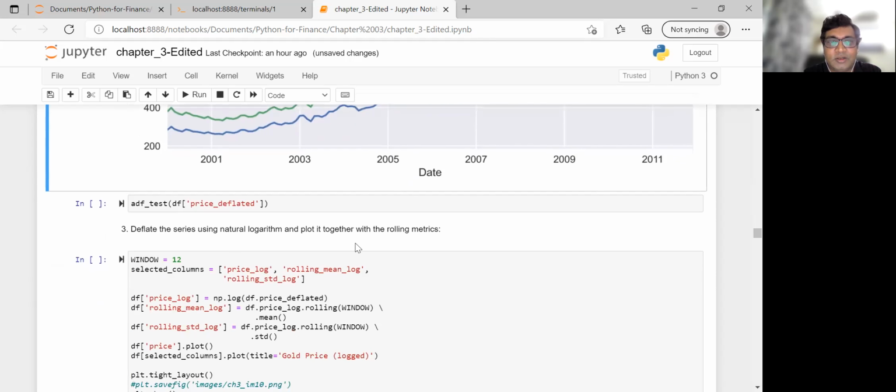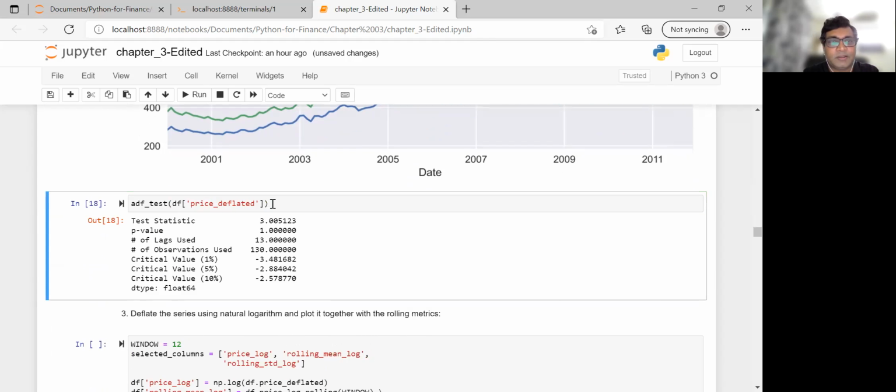So again, I'm going to do the ADF test on the deflated prices, which we have calculated. Again, you can see the p-value here is 1, which is 100%, which means that you still have not rejected the null hypothesis. It has to be less than 0.05. But in our case, we could not reject the null hypothesis, and we still have to accept it, which means that our time series is still not stationary, which is also visible.